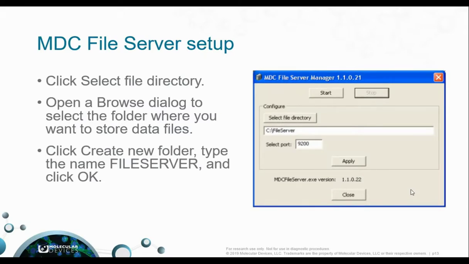Then you click select the file directory, open a browse dialog to select the folder where you want to store the data files. You click create a new folder, you type the name, for example, in here, file server, and click OK.